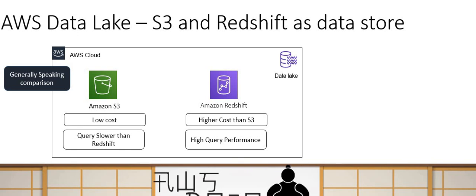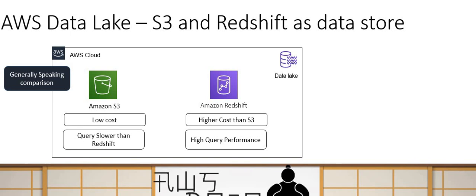So generally cost and query performance are two primary drivers why one will like to have data in S3 versus Redshift. But there are mix and match scenarios as well, where you want to keep some data in Redshift and some data in S3 and both data stores become part of your data lake.